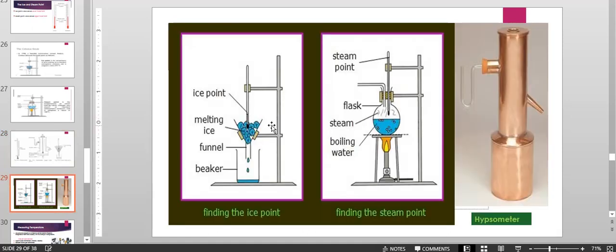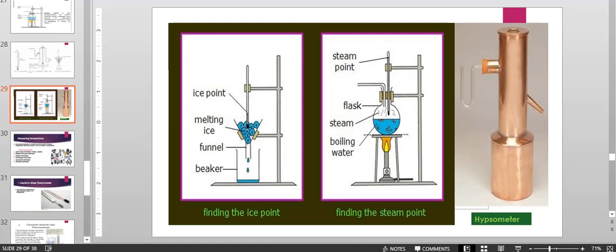Here you can see that this is the apparatus used to find out the ice point of water, or the lower fixed point of water, and these two are the apparatus, the hypsometer and this apparatus using the round bottom flask. Both can be used in order to find out the steam point of water.